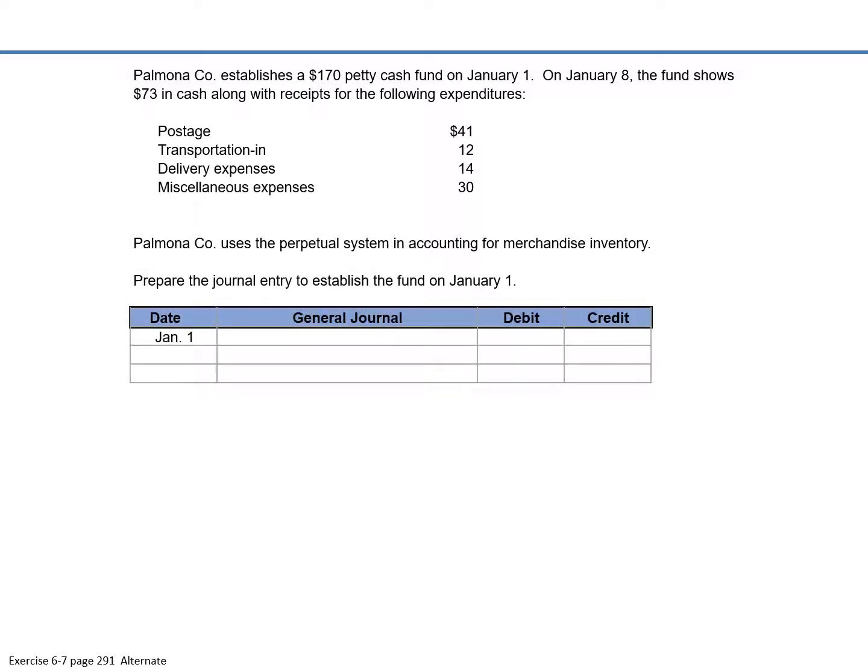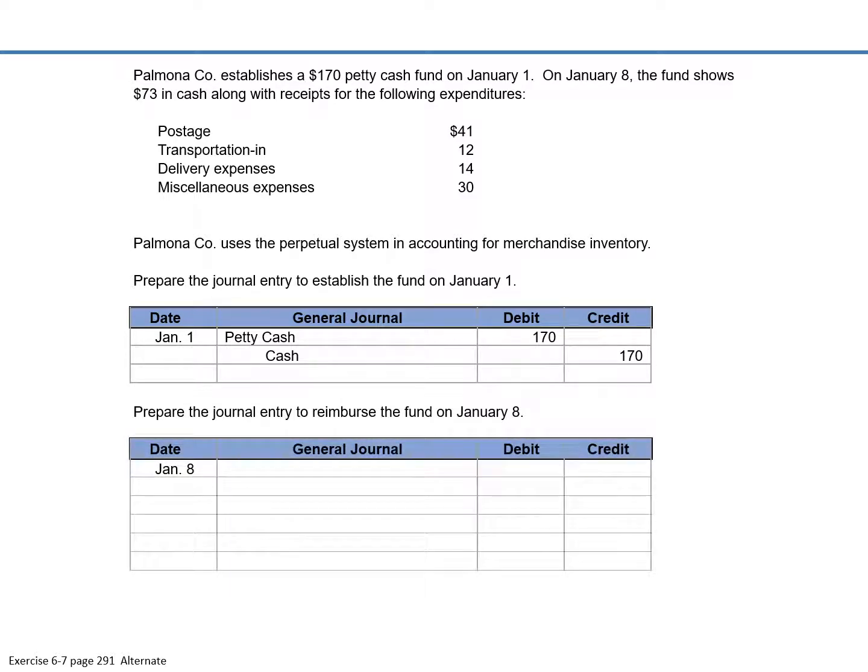All right, journal entry to establish the fund. Debit petty cash 170, credit cash 170. The entry to reimburse the fund on January 8th and record all the expenses that happened. Cash 170 we started with. They tell us there's 73 left. That's $97 credit to cash.